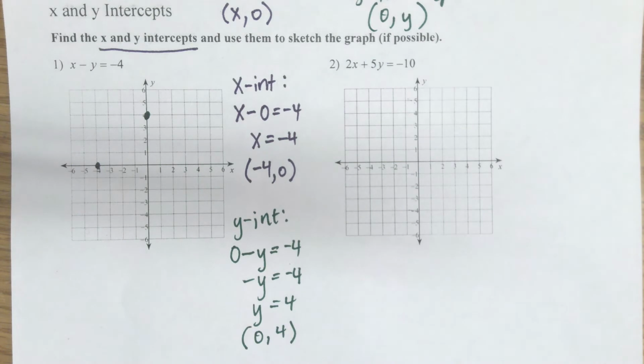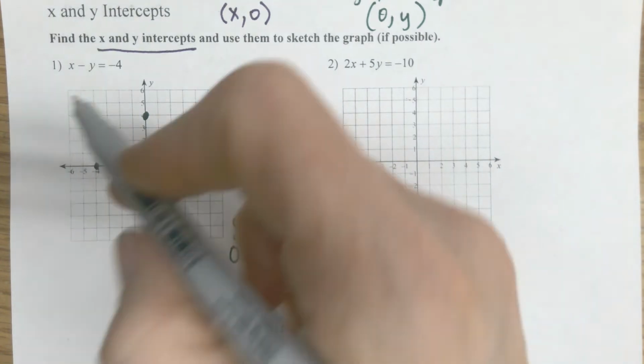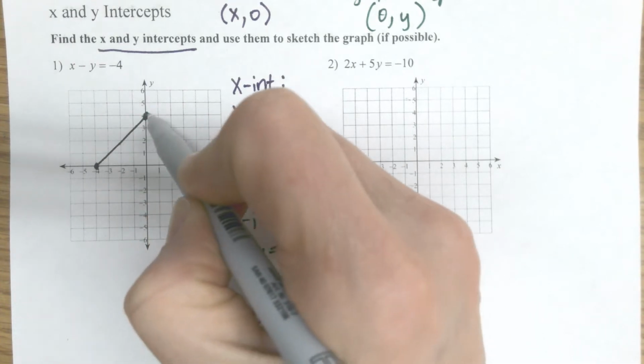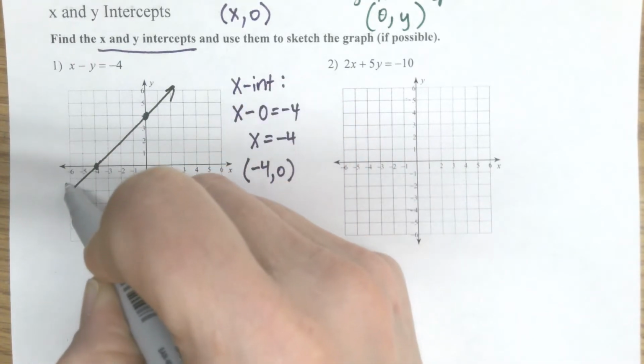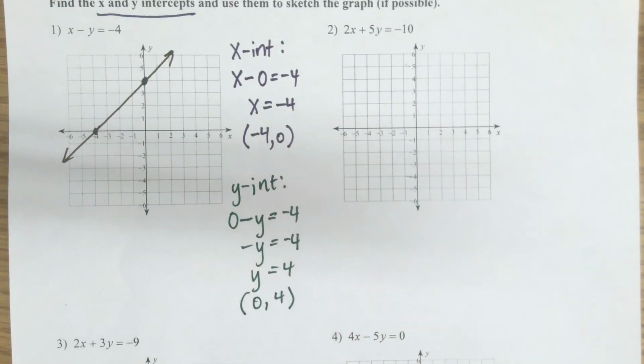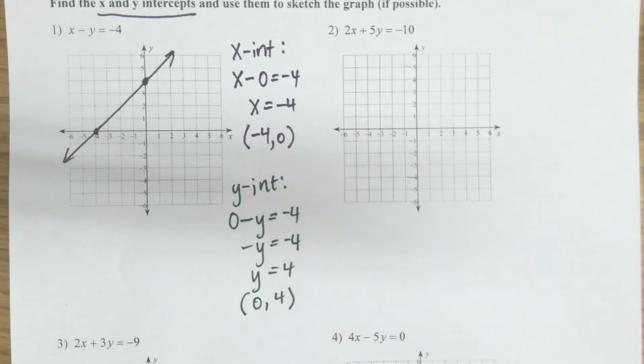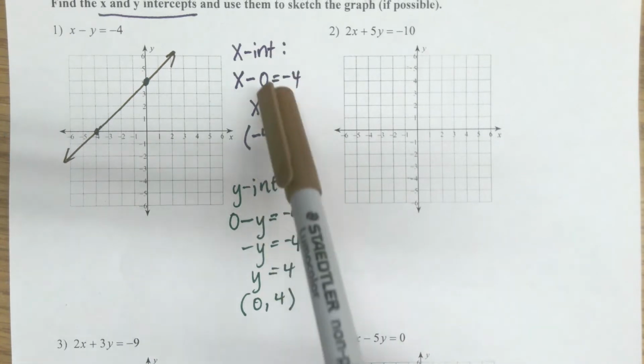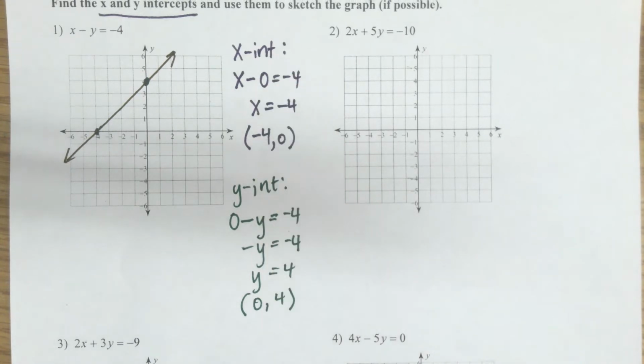When I find both of those, what that allows me to do actually is to find 2 points that are going to connect to make my line. And so x-intercept, y-intercept are an easy way to graph lines if you can find those 2 points. And it works pretty slick a lot of the times.